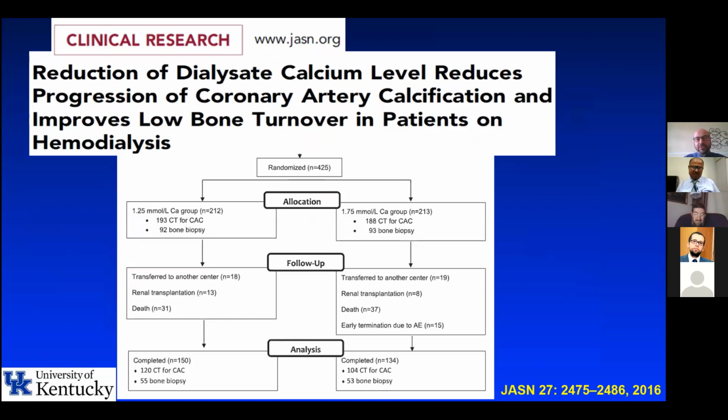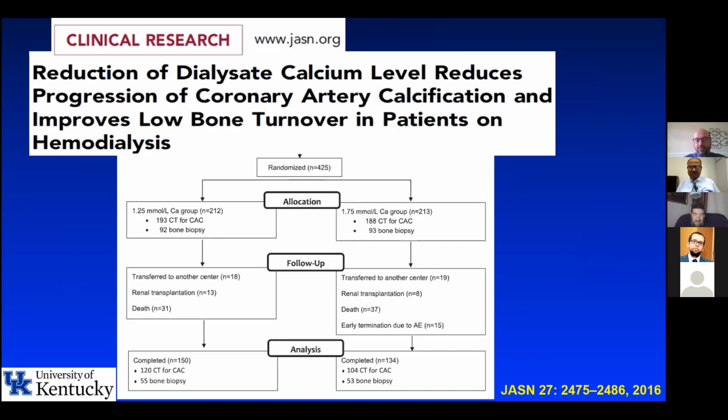Yeah, very, very good question. If you just stick to the guidelines, KDIGO guidelines said 2.5 to 3. That's, for me, still high. For me, I like to use 2.25, especially for hemodialysis patients.